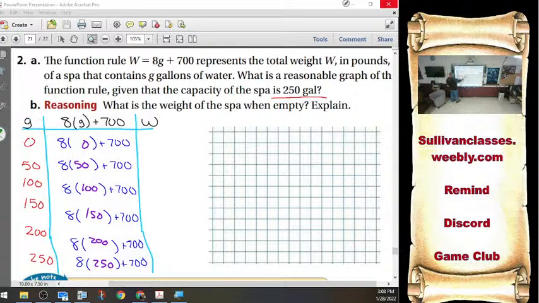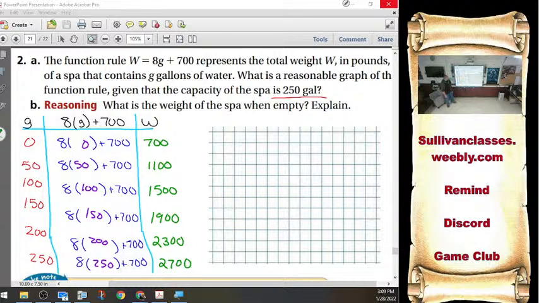Anything by 0 is that 0 plus 700. 8 by 50 plus 700. 400 plus, and then 800 plus 700. And then 1200 plus 700. And we start seeing the pattern pretty quick here. Every time we add 50 gallons, because 50 times 8 is 400, this is going up by 400. So 2300, 2700.